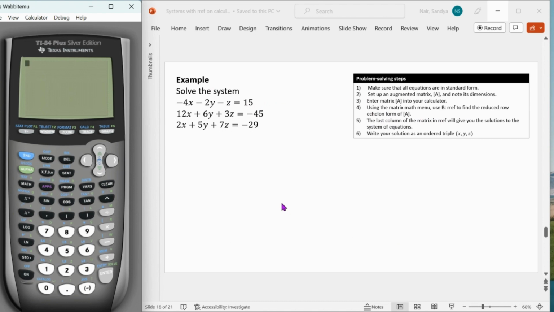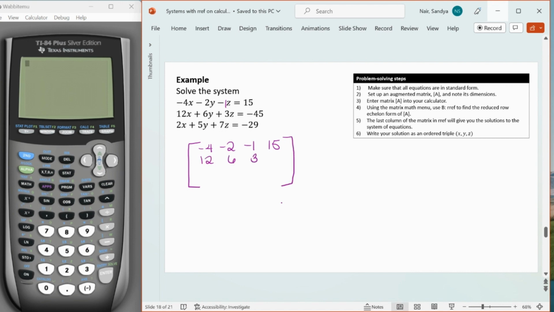So let's try some practice problems. So let's try solving this system. So I'm going to start off by setting up my augmented matrix. So I have -4, -2, -1, 15. And then I have 12, 6, 3, -45. And I have 2, 5, 7, and -29.